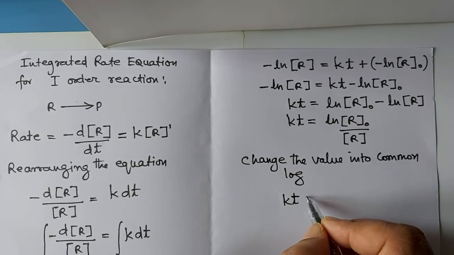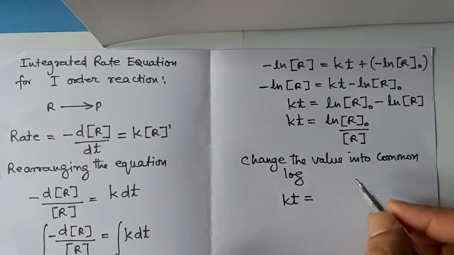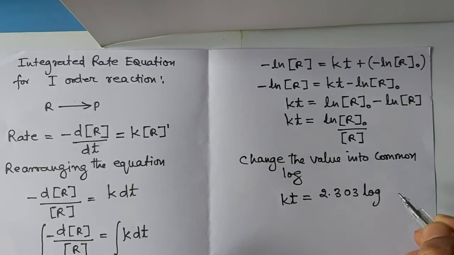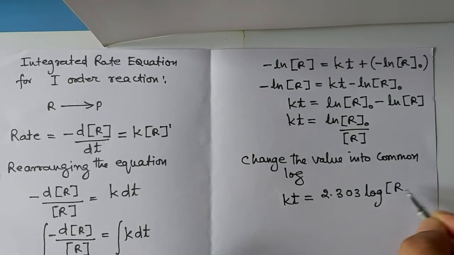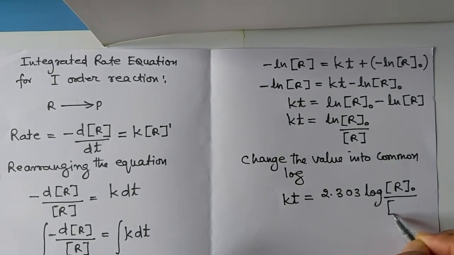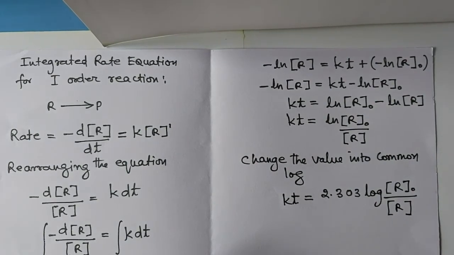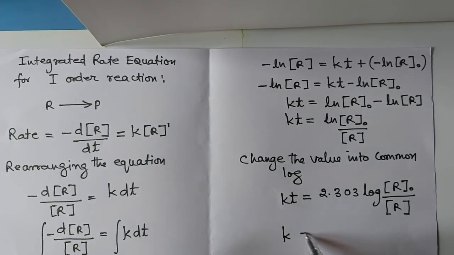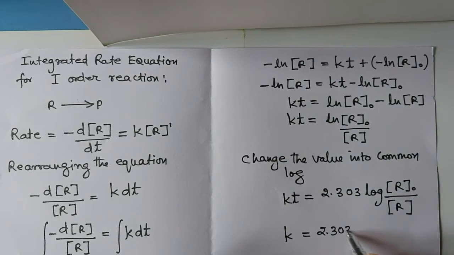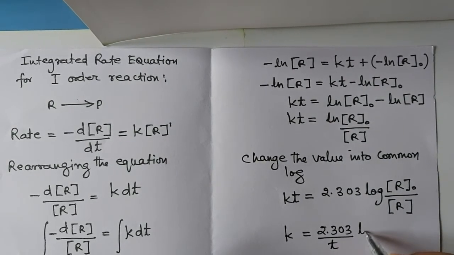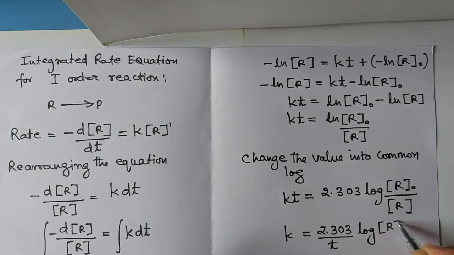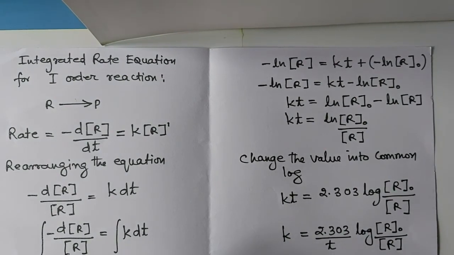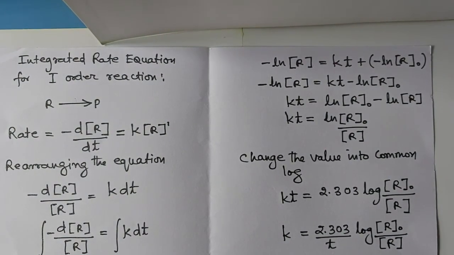kt equal to, and we have now 2.303 log R0 by R. And if t is moved to the other side, we have this value. In this case, for a first order reaction, we have this equation, the integrated rate equation for first order reaction.